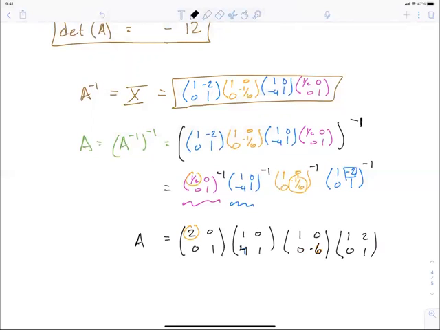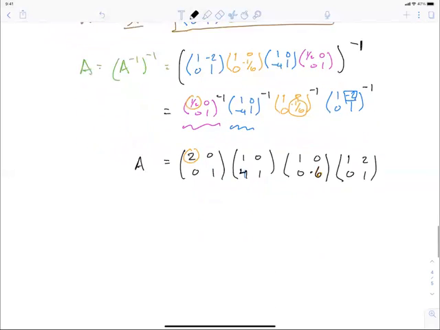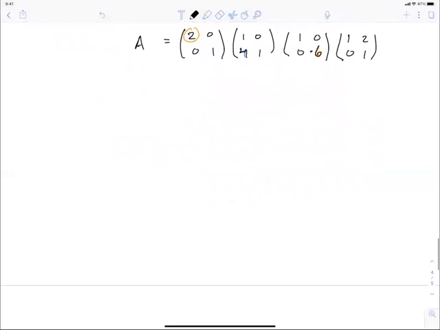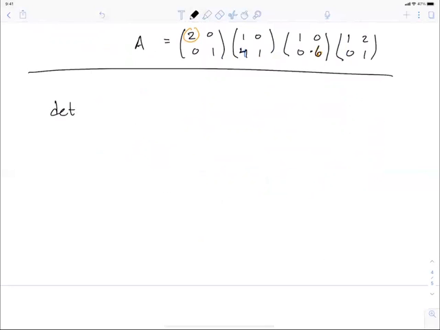All right, let's just do one very quick 3x3 example so we can see everything in action. So let's compute the determinant of this matrix.